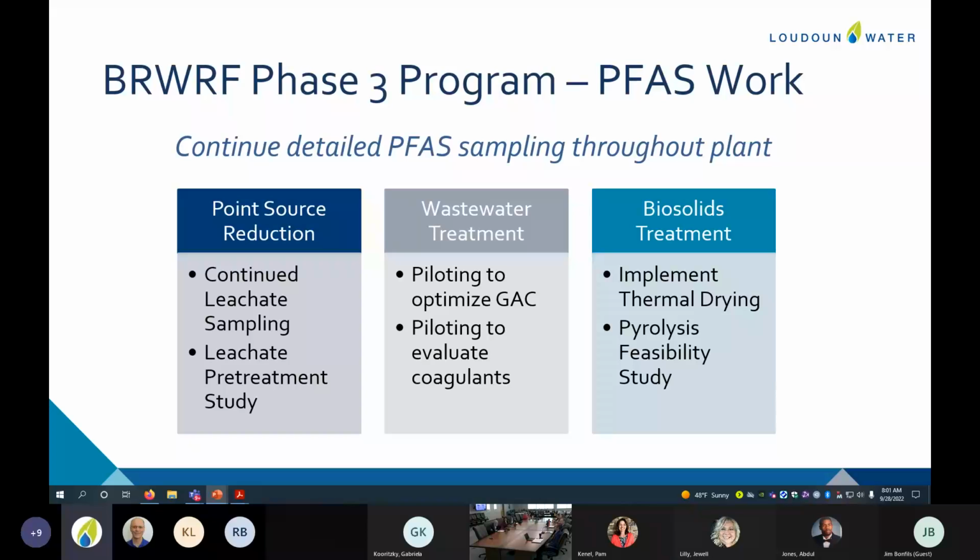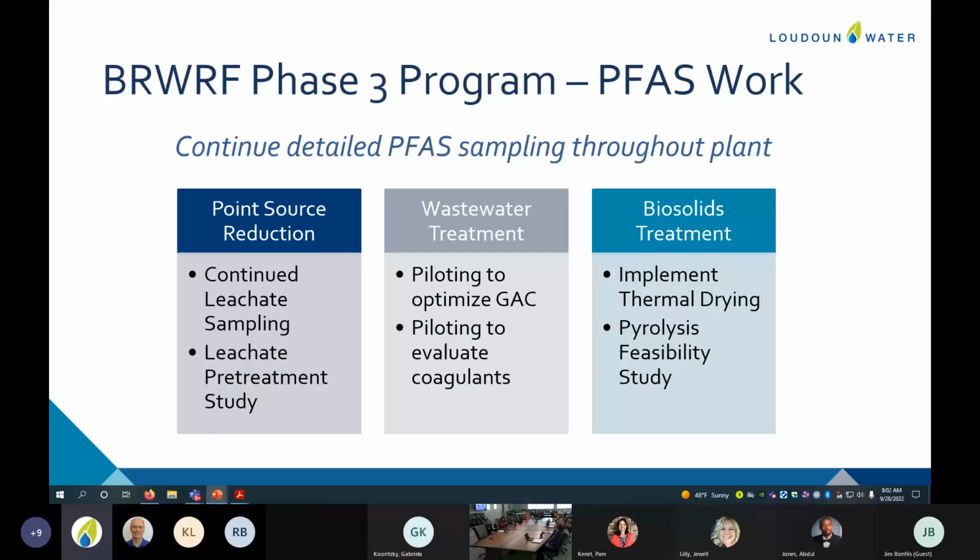So we've been working in each of the categories specifically. And the reason why we wanted to do this presentation first is this does feed into our overall work that we're going to give on the informational item for Broad Run Phase 3. So in the point source reduction category, what we have control of in the wastewater is the landfill leachate. This is our one major known point source of PFAS entering the sewer system.